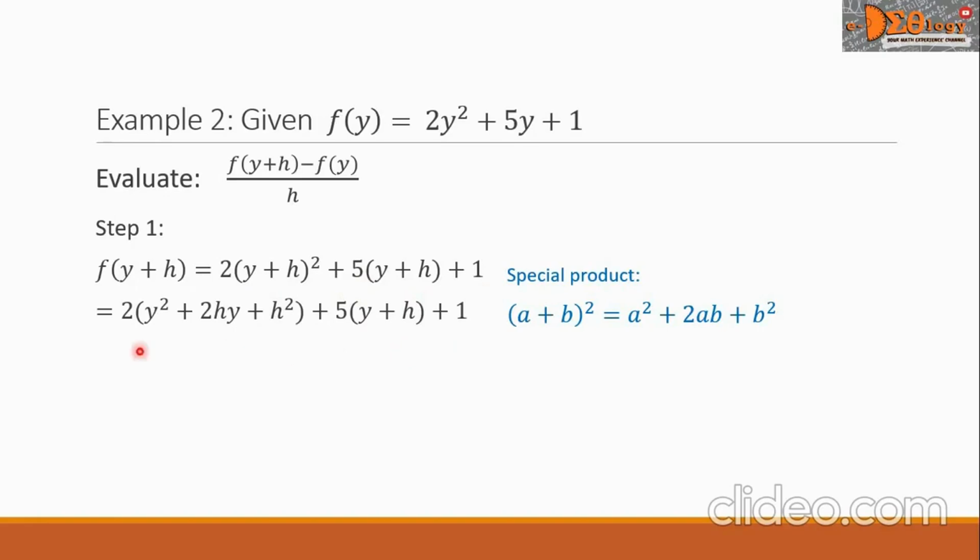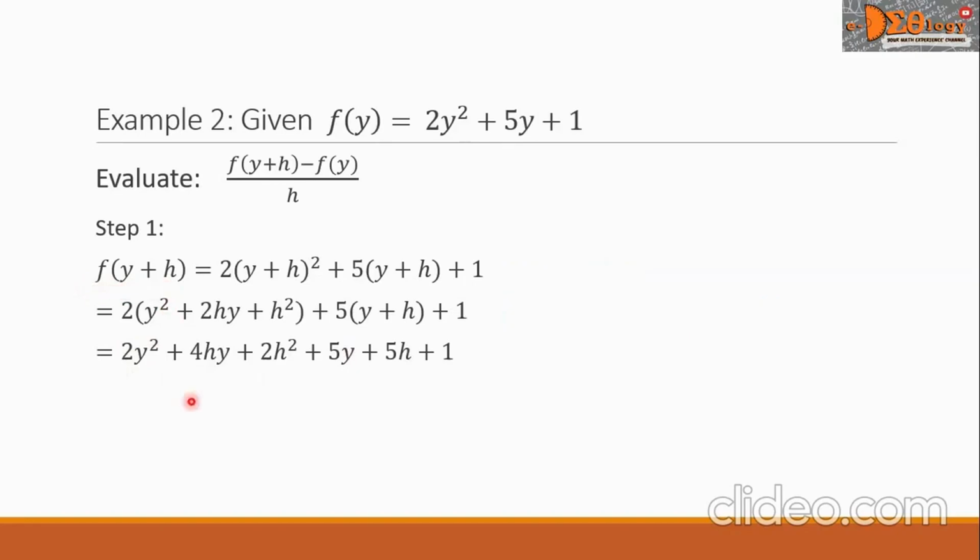Then on the next line, we will multiply the number 2 to each term of the trinomial. Also, this number 5 will be multiplied to the binomial here. So we have 2y squared plus 4hy plus 2h squared plus 5y plus 5h plus 1. So we are done with our step 1. This is the value for this f of y plus h.